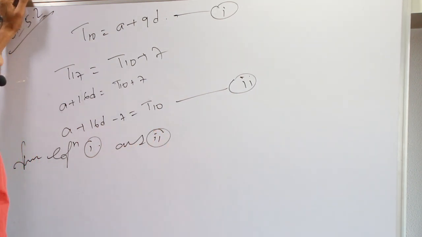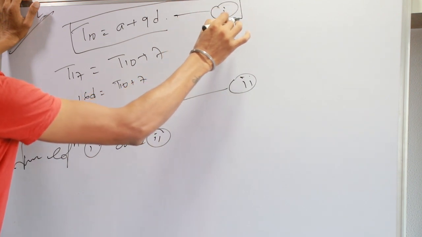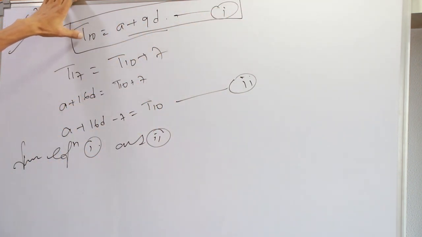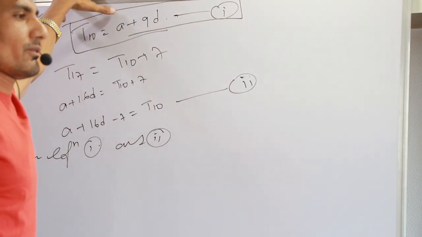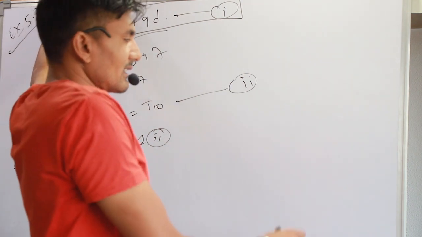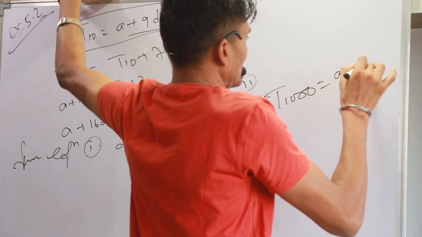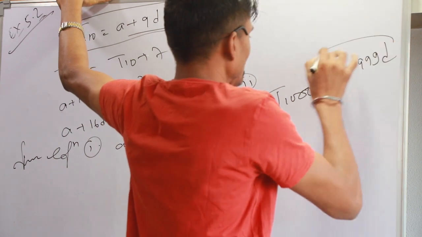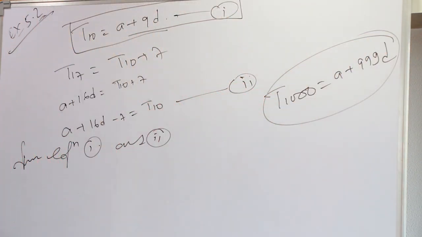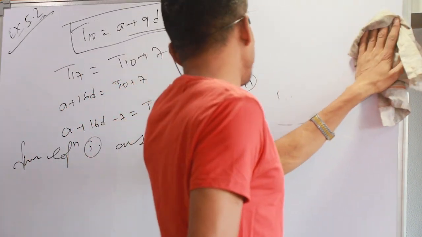Why do we have to write from equation 1 and 2, my dear students? Because both are the value of T10. In the question, T10 we can write here as A plus 9D. That is the formula, you know very well. If we have to find T1000, then T1000 equals A plus 999D. That is the formula for finding T1000. Due to that we are writing here T10 equal to A plus 9D.